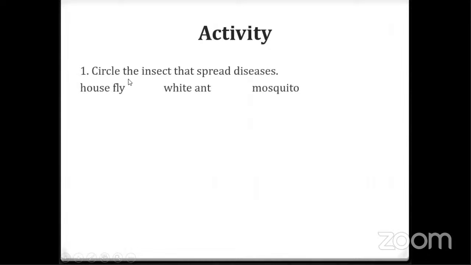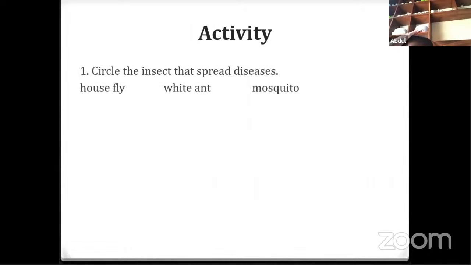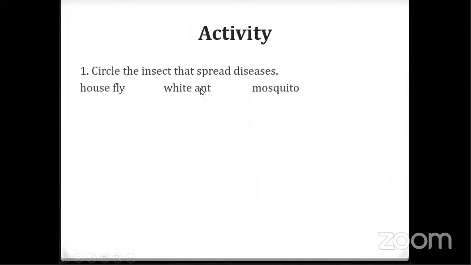This one? Okay, Linus, can you read this? Housefly. That is housefly. And then Princess, what is this one? White ants. White ant. And then Abdul, can you read this one?